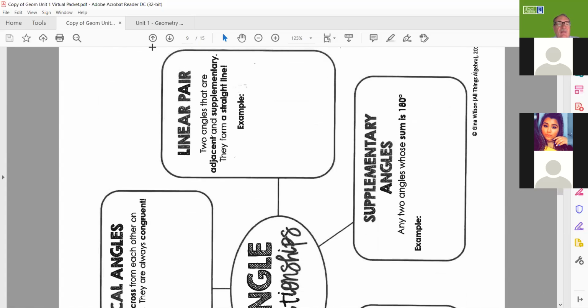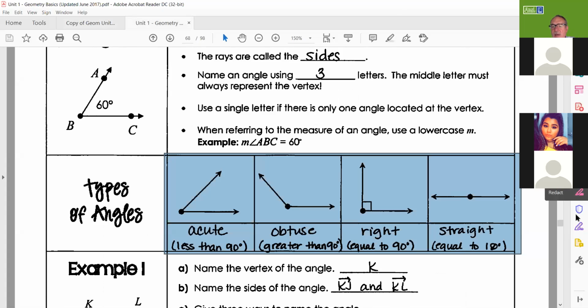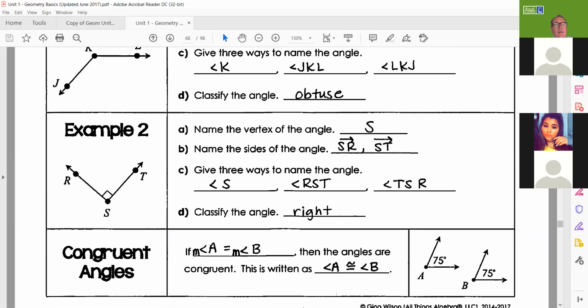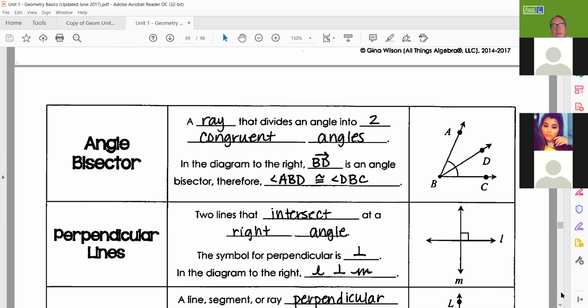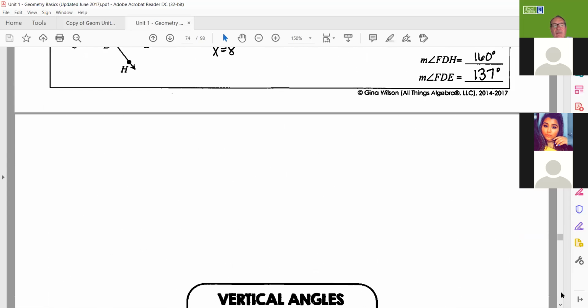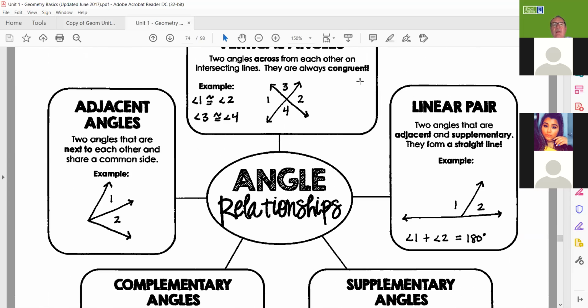The next page is formatted awkwardly, so I need to rotate it. Oh, is it the one with the bubble thing? Yeah, it's just a graphic. Yeah, here we go.